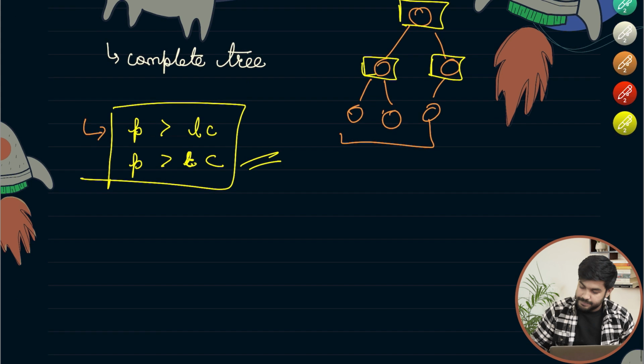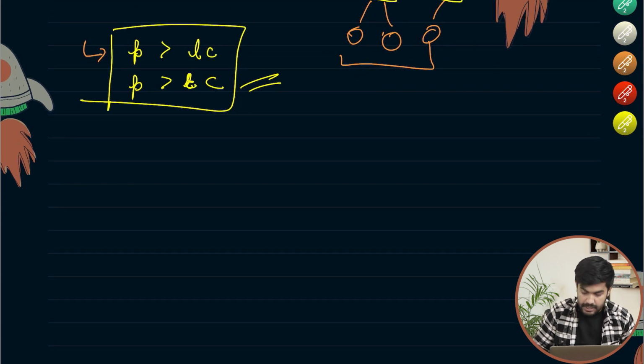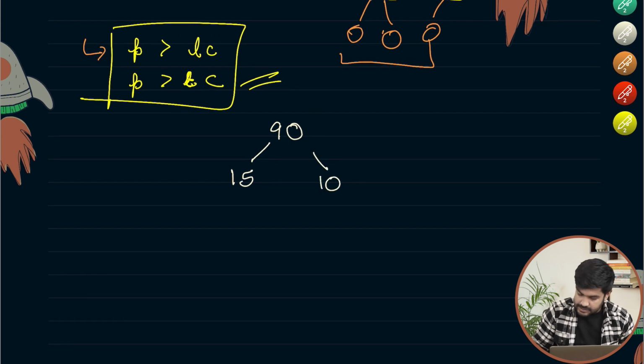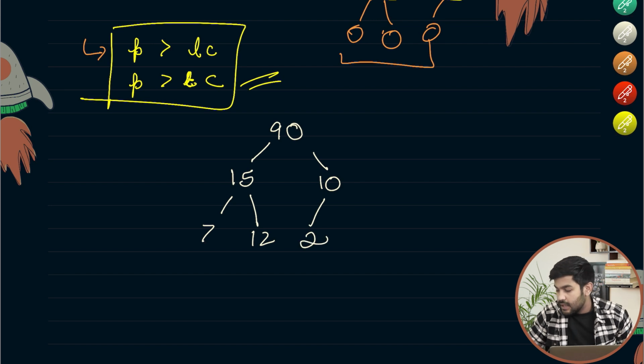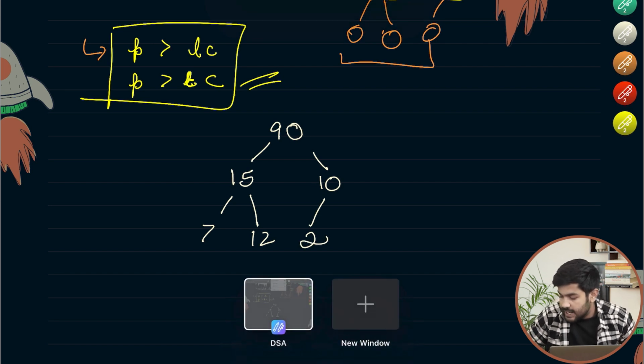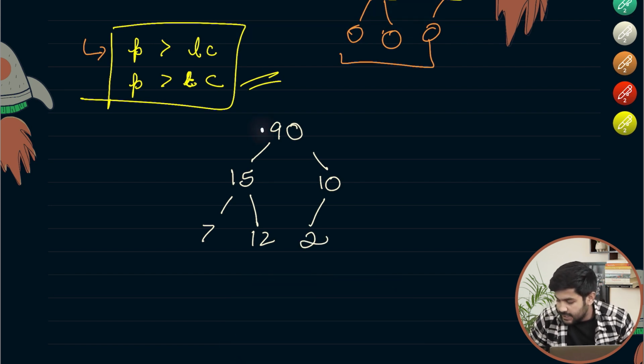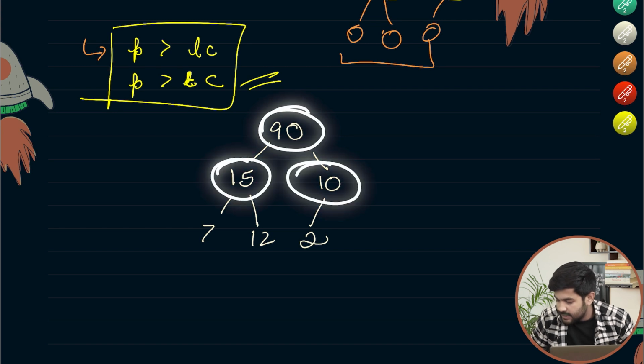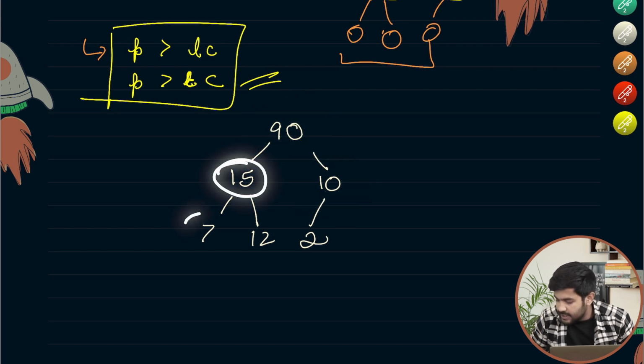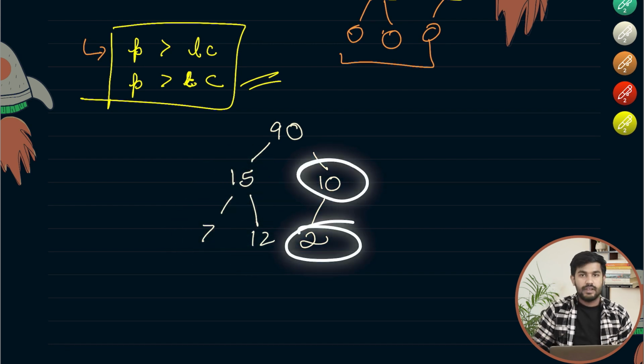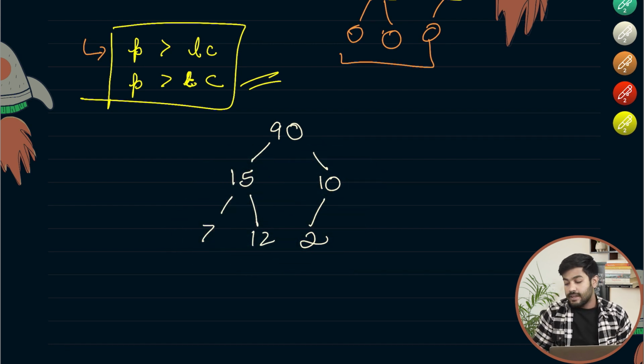For example, if we look at this max heap, 90, 15, 10, 7, 12 and 2, you would observe that this is respected: 90 is greater than 15 and 10, then 15 is greater than 7 and 12, then 10 is greater than 2. So this is respected.